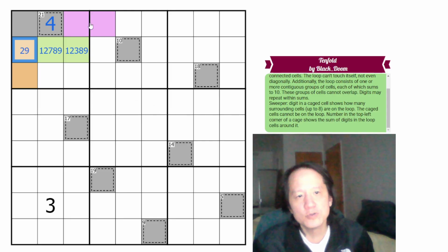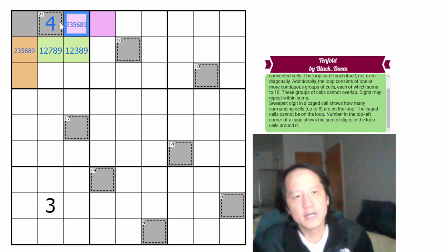Therefore, this is either 2, 9, 3, 8, or it's 5, 6. It cannot be 4, 7.